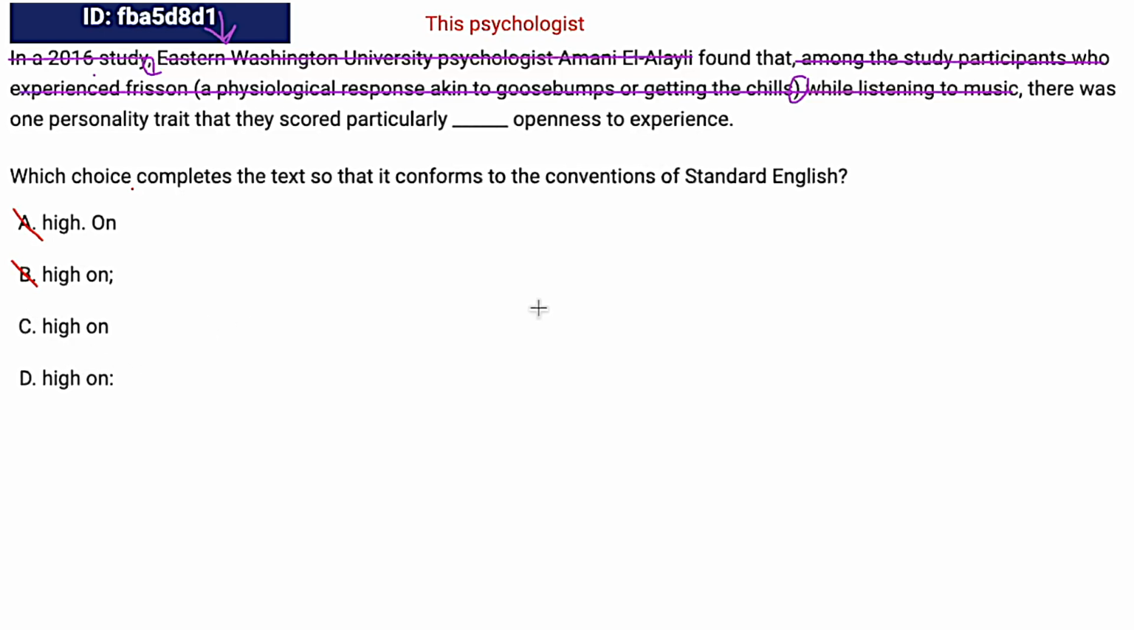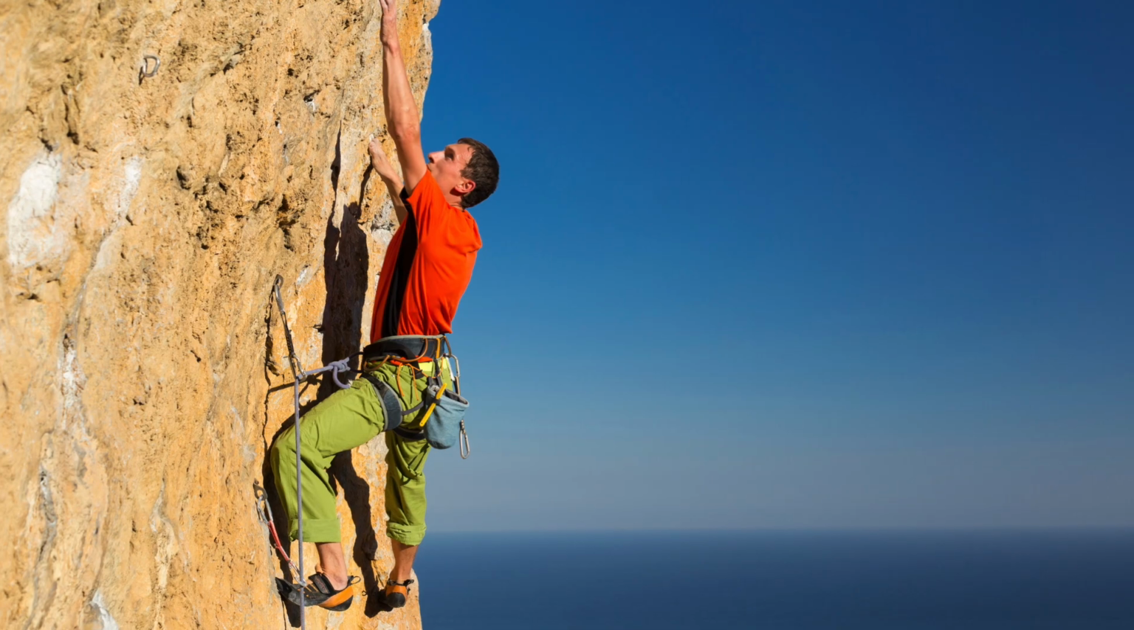C, there's no punctuation. So what would that look like? This psychologist found that there was one personality trait that they scored particularly high on: openness to experience. No, no, that doesn't work. It's a run-on. So C is out. And by process of elimination, it is going to be our colon, D. And if you want to know more about what colons do, leave me a comment. I'd be happy to make a dedicated video, but I knew right off the bat that this was going to be a great answer because one of the things that colons do best is resolving a cliffhanger.